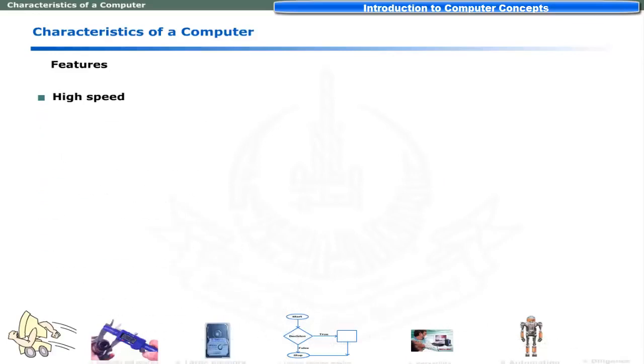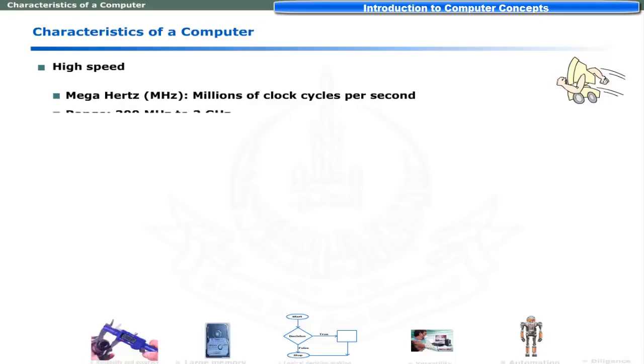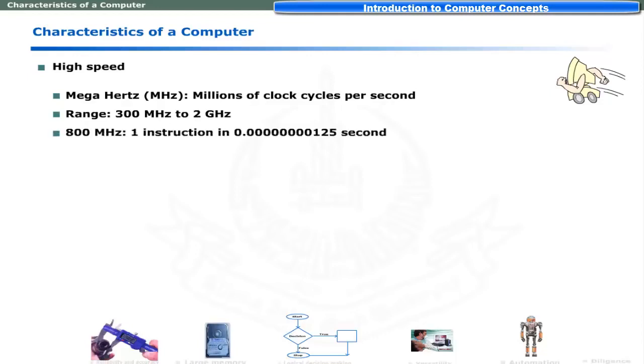First feature of computer is its speed. The speed of personal computer is measured in terms of megahertz. That is, millions of clock cycles generated by microprocessor clock in 1 second. Most modern microcomputers are rated from 300 megahertz to 2 gigahertz. A typical 800 megahertz computer takes a very small fraction of a second to complete 1 cycle.